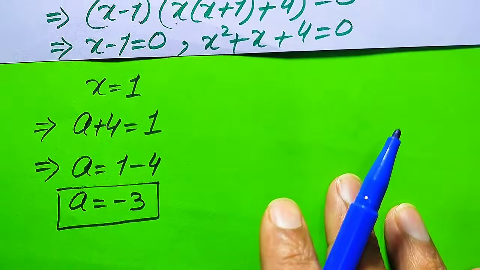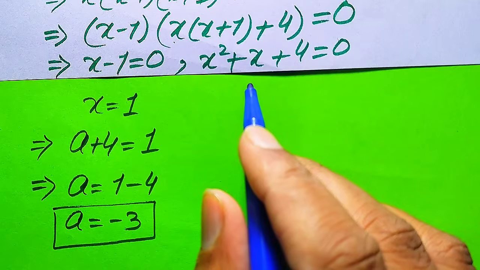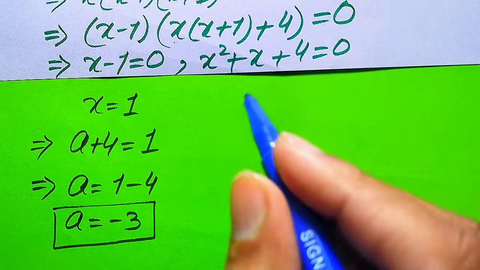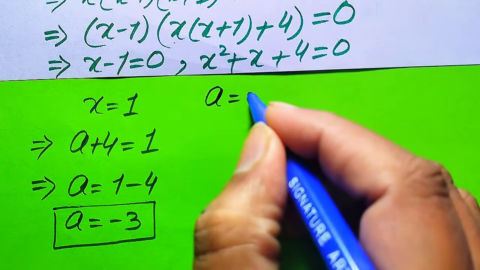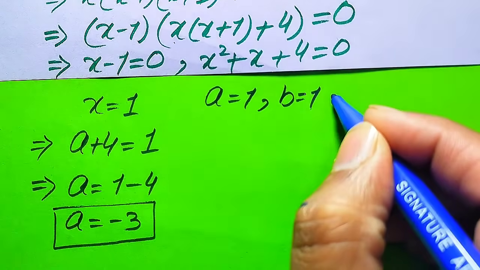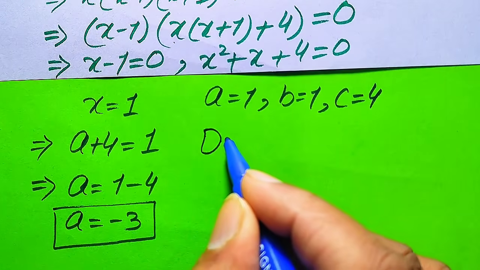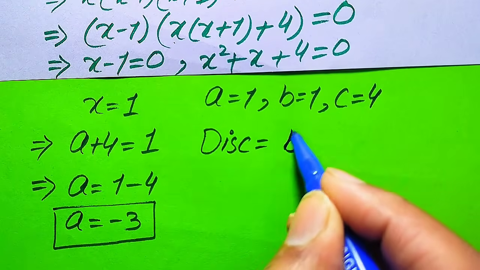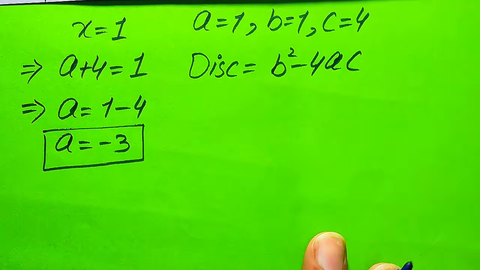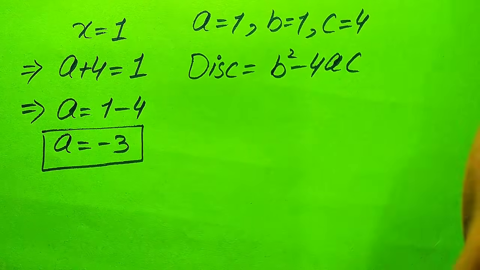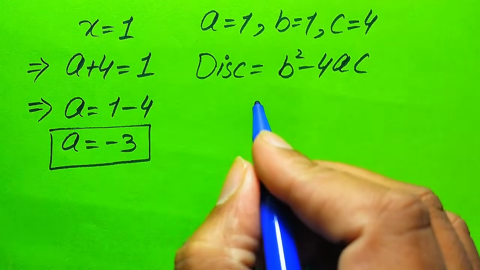And now here we need to focus on this case, and we check whether this quadratic equation has real roots or not. For this we use the quadratic discriminant formula to verify the roots. For the discriminant formula, first we need to write the coefficients of this equation, and they are a equals 1, b equals 1, and c equals 4. We know the discriminant formula is b square minus 4ac. If the value of this discriminant is negative, then it has complex roots. If the value of D is positive, then it has real roots.